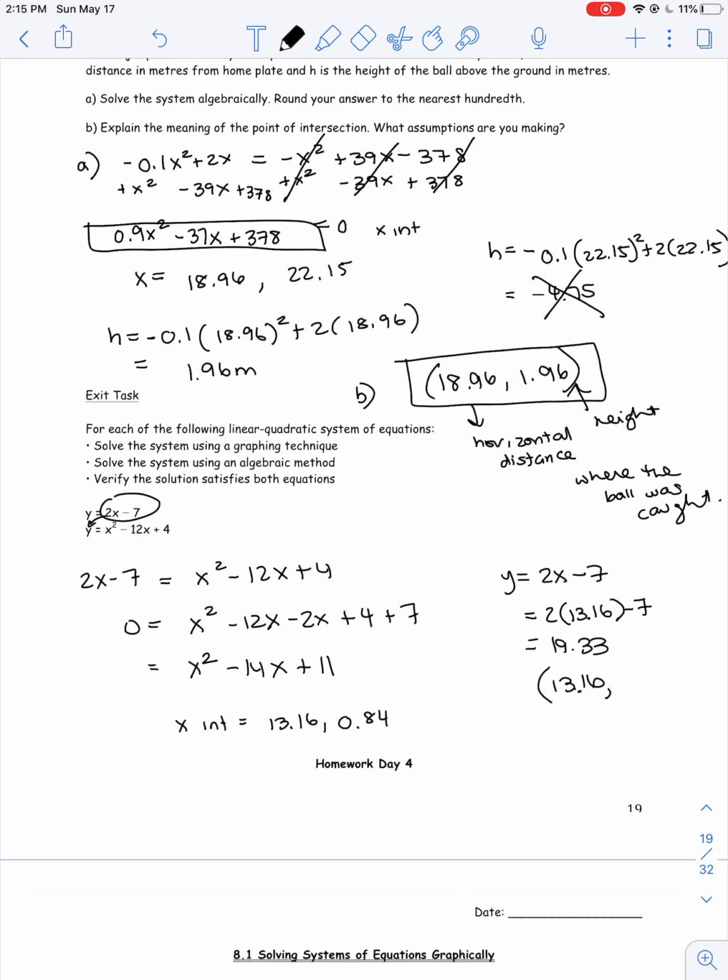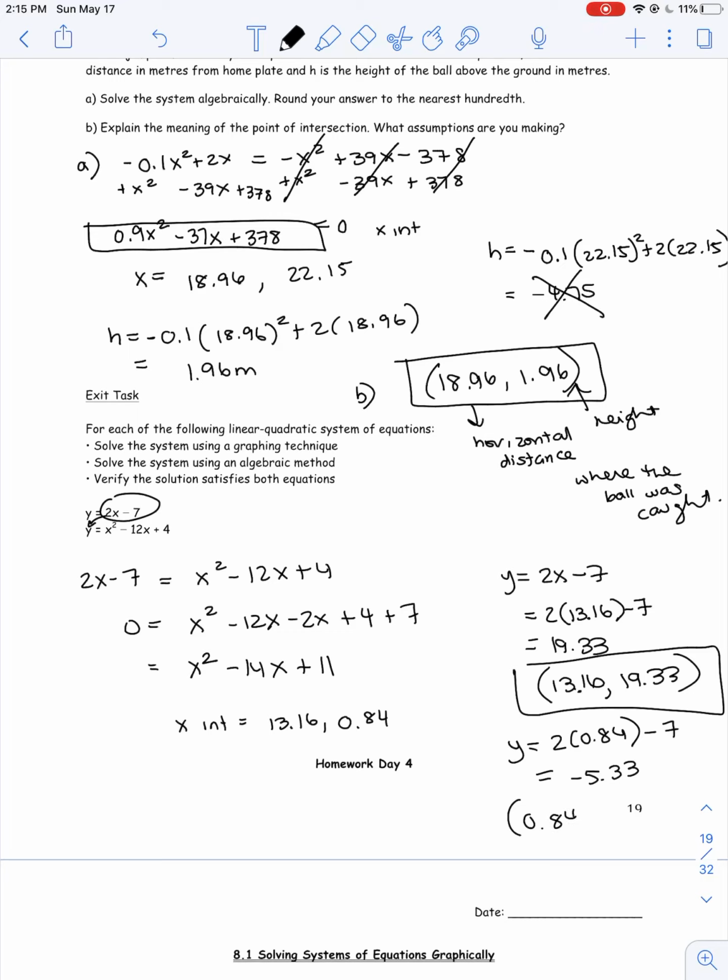So my first solution could be 13.16, comma 19.33. That's one possibility. The second possibility is where I plug in 0.84 for x, and I get the answer negative 5.33. That's my second answer. That is a possibility where the x-coordinate is 0.84 and the y-coordinate is negative 5.33. Both are possible solutions because this is not a real-life scenario here.